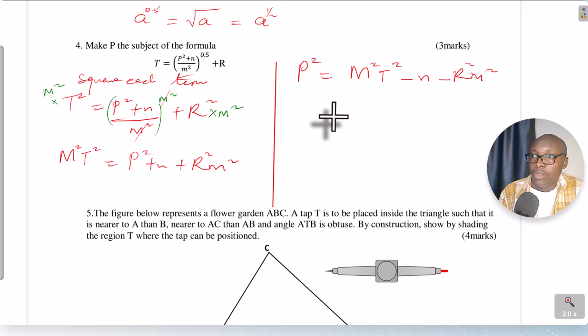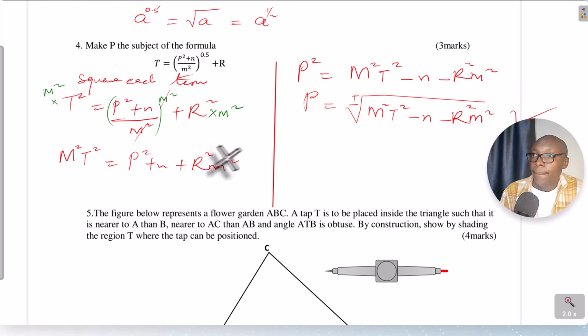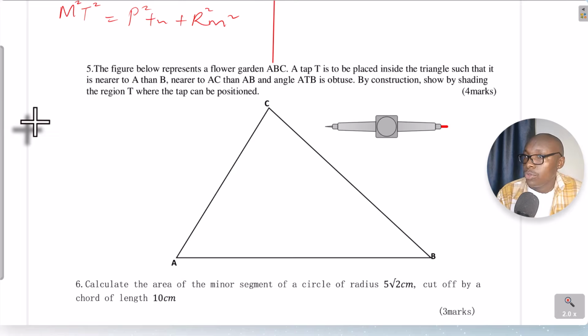Then we still do not have p, so this is p squared. For us to have p, you get the square root of both sides, and when you get the square root, remember to give positive or negative. This is the square root of m squared t squared minus n minus r squared m squared. So that is how you're supposed to make p the subject. We go to question 5.